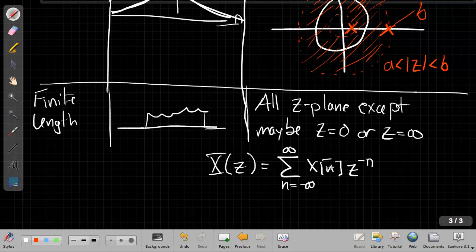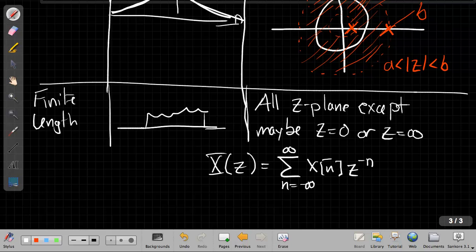And if there are only a finite number of non-zero X's here, this sum only has a finite number of terms. So a finite sum of finite terms has to be finite, or converge. So the only way this thing can blow up is for positive values of n, this will be z to the minus n when z equals 0. So this will be 1 over z to some power. And when z equals 0, that blows up. Or for negative values of n, when z goes to infinity, this will be z to some positive n, and it will blow up. Those are the only ways to make this sum blow up if it only has a finite number of terms: you need to make one or more of the terms infinite.